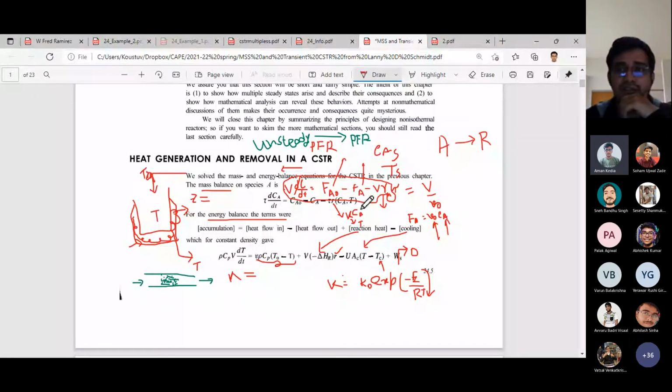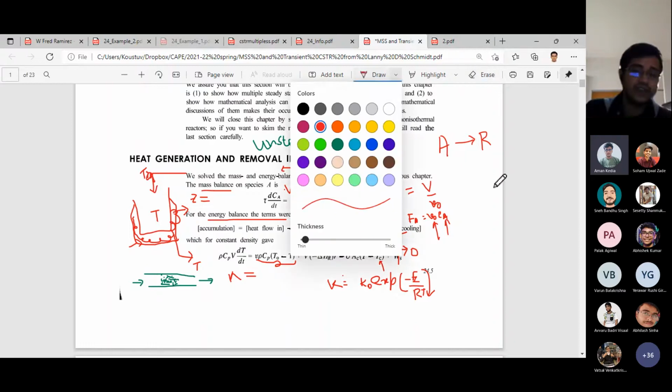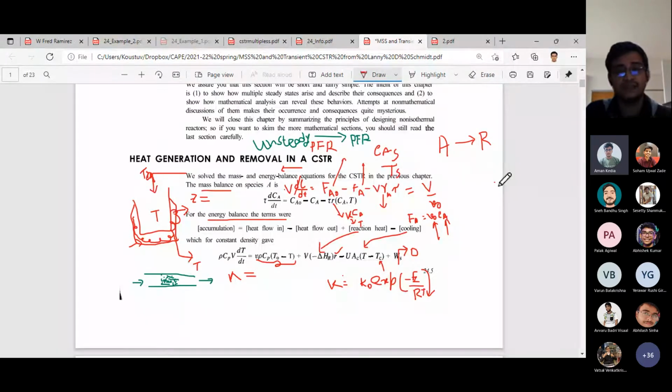Tau A equals this. Let me just erase this again. So you will get tau dCA/dt equals Ca and this. And the rate, as we know, equals K times Ca, but now K is a function of temperature. That is the major characterization of non-isothermal operations, because otherwise we can assume K to be constant, but here K is a function of temperature.